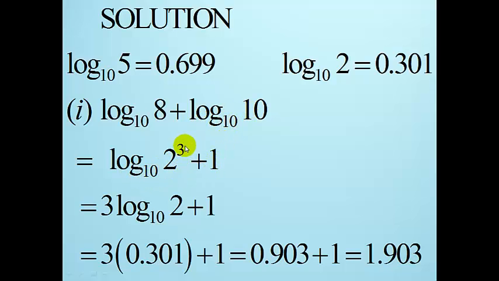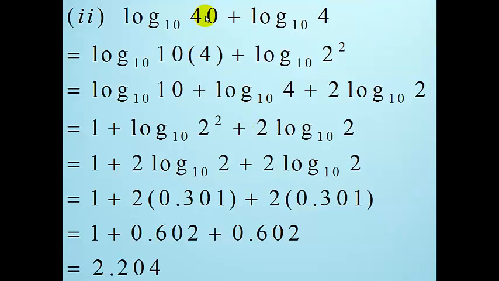So we have log 2 raised to the power 3 to the base 10. Now according to the third law, the exponent 3 can take its position before the logarithm. And that is how come we have 3 log 2 to the base 10 plus 1. From the question, log 2 to the base 10 is 0.301. And so by substitution, we have 3 times 0.301 plus 1. When we multiply 3 by 0.301, the result is 0.903. So we have 0.903 plus 1, and the answer is 1.903.